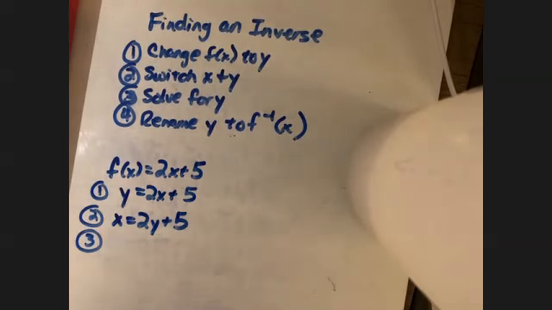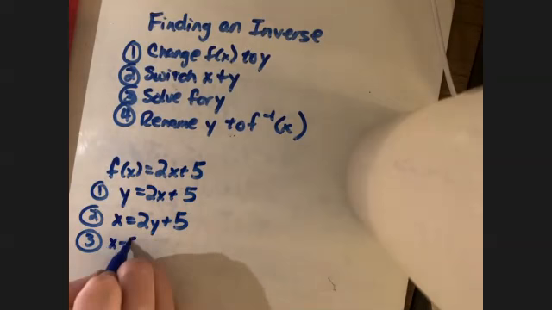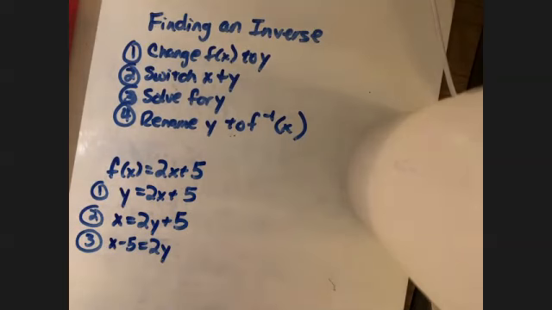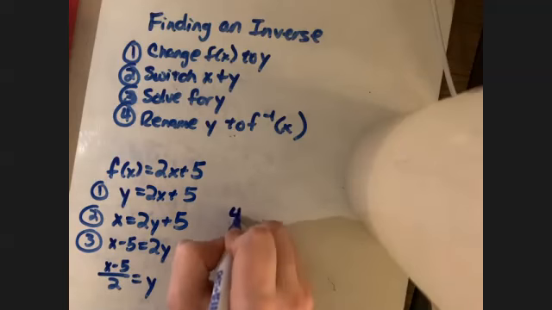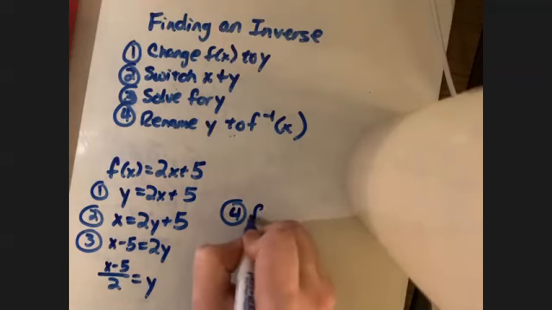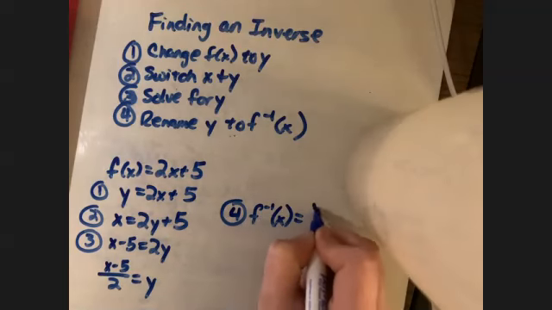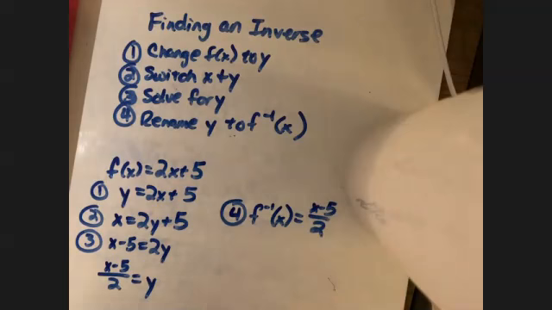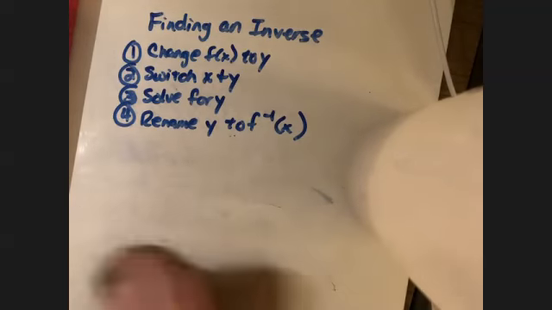Step 3 is where we're going to start to solve. So I'm going to subtract my 5 back over to the other side, and I'll divide by 2. Now, you really don't have to worry about trying to get this into x over 2 minus 5 over 2. You can leave it locked together right there. Then we're going to rename this f inverse of x, and it's going to be x minus 5 over 2. So it's that whole equation piece that we had here, and then we just rename that with the f inverse.